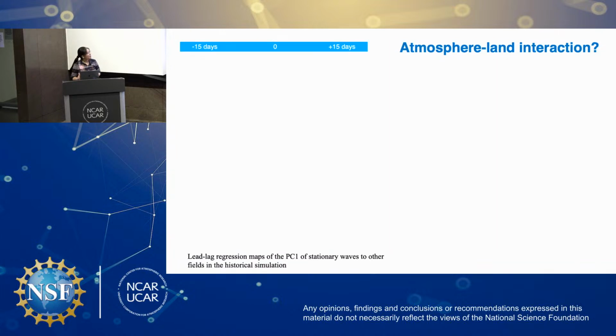So why do they have such collocations between the two? We further examine the atmospheric conditions and also the land conditions 15 days before and 15 days after the fire.